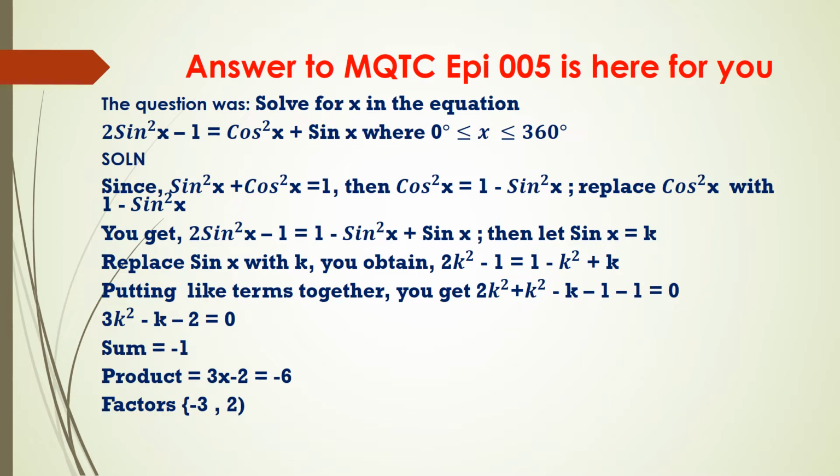plus k. Then putting like terms together, we get 2k squared plus k squared minus k minus 1 is equal to 0. 2k squared plus k squared gives us 3k squared. Then minus k, and minus 1 minus 1 is minus 2. Then we equate it to 0.